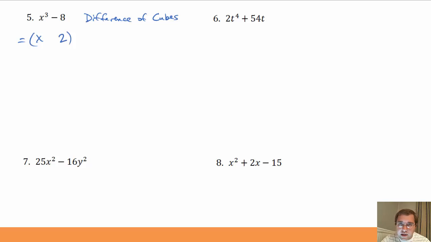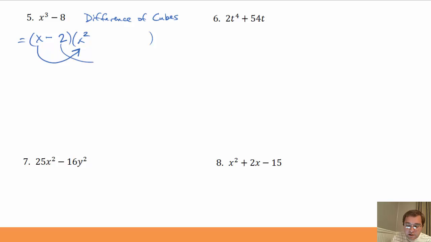So I put a 2 in the second position in my parentheses. And then the sign in the middle is the same as the sign above it. It was x cubed minus 8, so that's going to be x minus 2. That's the first part of my factoring. The second part is going to be a trinomial. And I get that trinomial by taking that first term, x, squaring that.